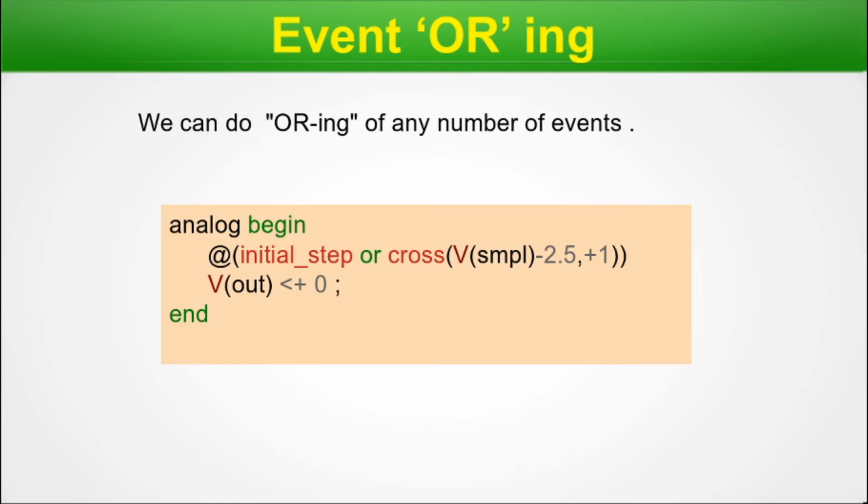Okay, so this is the initial step or at the cross, whenever it is there, so 0 will be contributed to the v out. So let's talk about discontinuity. So discontinuity and the expression will be constant expression. Now what is a discontinuity?